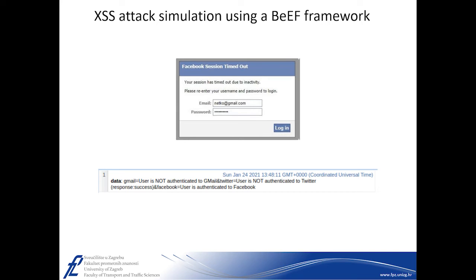Here we can see the result of 2 of the attacks. After the user enters their credentials in the Facebook pop-up window, the email and password are shown in the BIF interface. So the attacker can log into their Facebook, for example. And the picture below is a result of fetching open sessions. As you can see, it returns whether the user is or is not logged into some of the social networks or services. This can be used in combination with other attacks like the previous Facebook pop-up window.